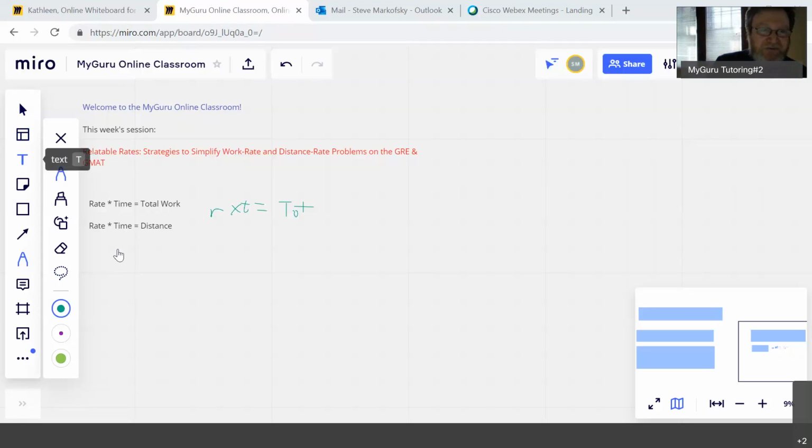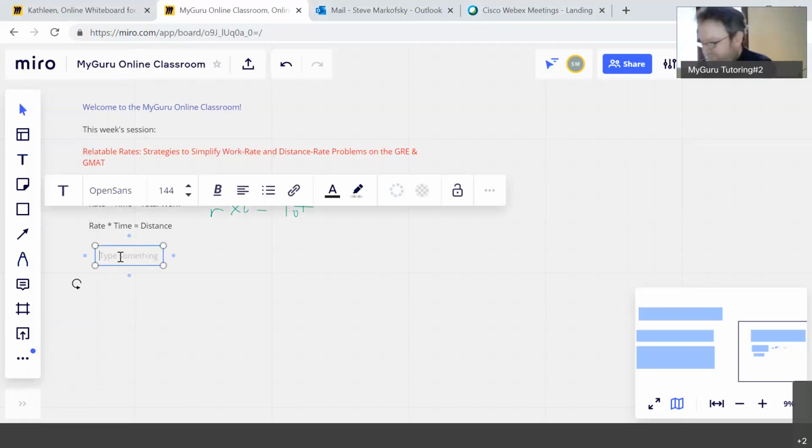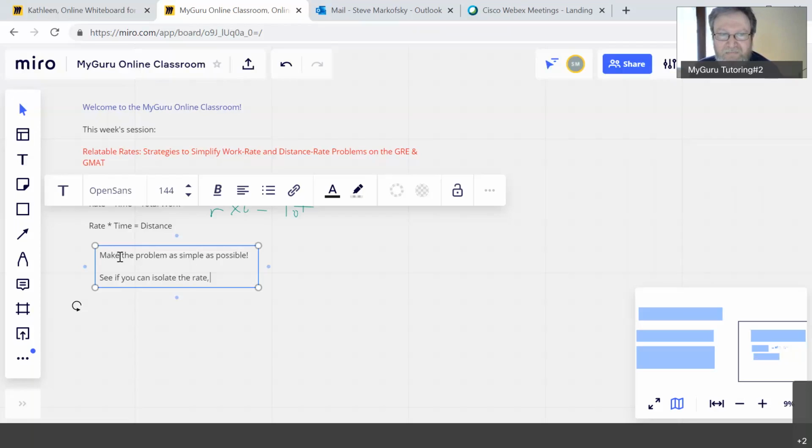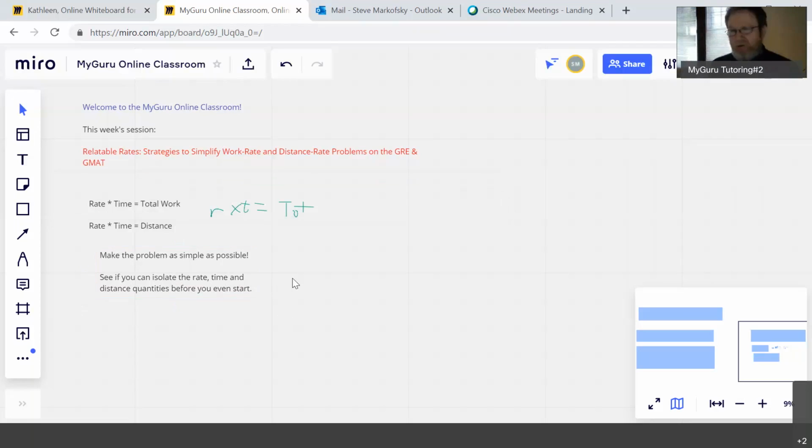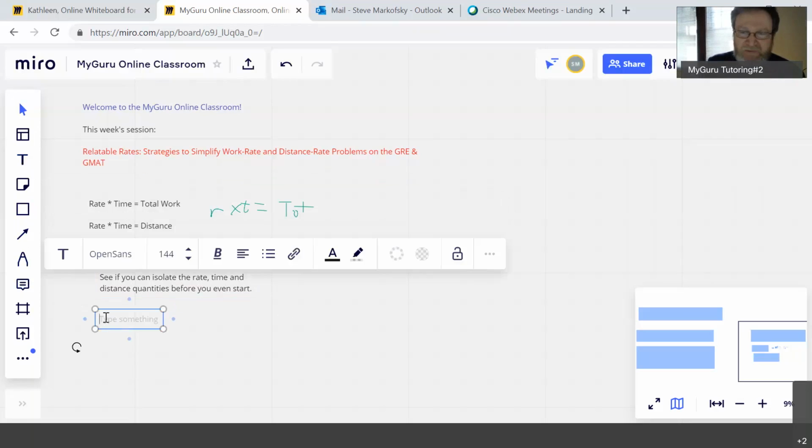Okay, so the idea then, when you've got the basic formula, is to do whatever you can to make the problem as simple as possible. If you've got a word problem, and most of these are going to be word problems, what you want to be able to do is quickly isolate all of the quantities. So let's take a look at the three different types. There are basically going to be three kinds of rate problems.